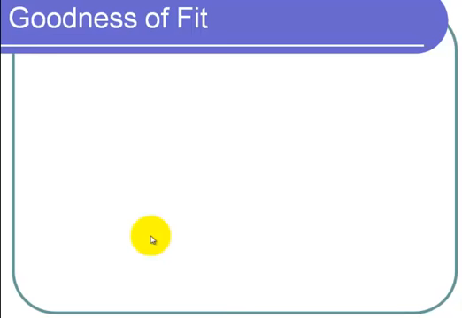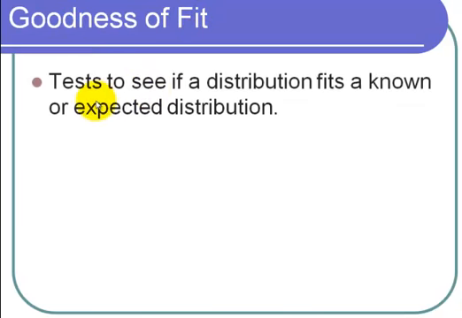So we're going to start using it by what's called the goodness of fit test. And what the goodness of fit tests is, it tests to see if a distribution fits a known or expected distribution. So for the die example, our expected distribution in that case is a uniform distribution. You should get exactly 1/6 for every single die roll. Well, our observed distribution may not fit that. And the question is, is it uniform or is it not uniform?